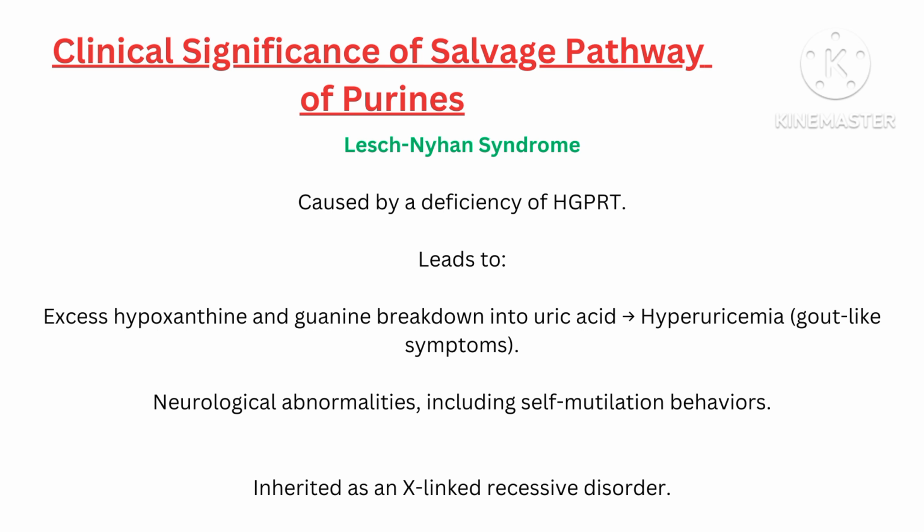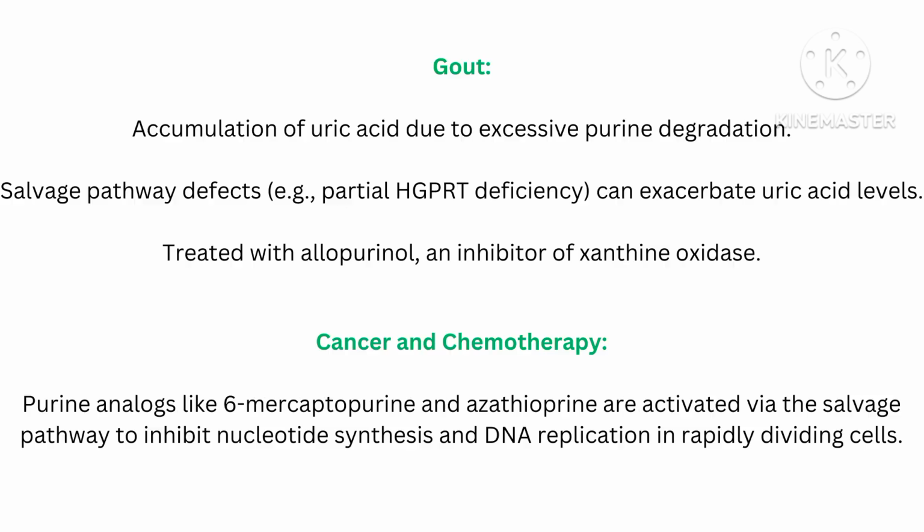Clinical significance. 1. Lesch-Nyhan syndrome, caused by a deficiency of HGPRT, leads to excess hypoxanthine and guanine. Breakdown into uric acid leads to hyperuricemia, gout-like symptoms. Neurological abnormalities, including self-mutilation behaviors, inherited as an X-linked recessive disorder.